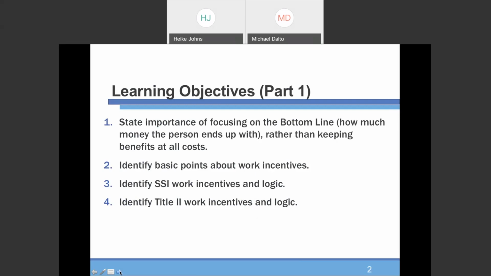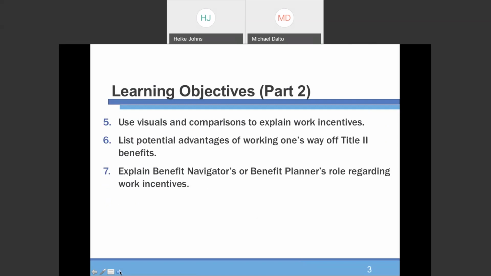You want to understand some basic points about work incentives, about the logic of SSI work incentives, and the logic of Title II work incentives. Want to know how to use visuals and comparisons to explain work incentives to people, particularly those who are more visual learners. Want to be able to understand the potential advantages of a person working their way off Title II benefits, and explain your role as a benefit navigator or benefit planner regarding explaining work incentives to people.